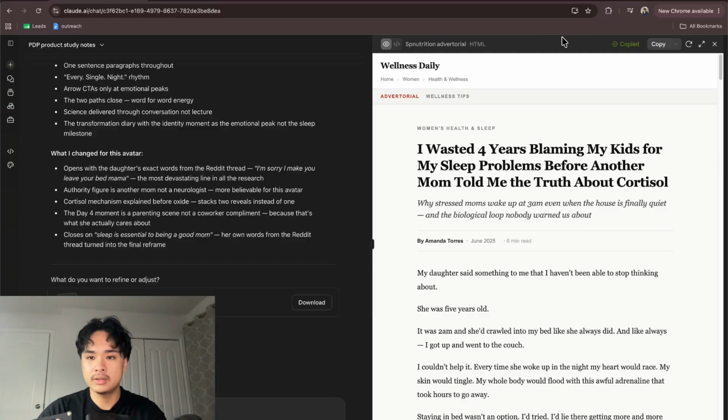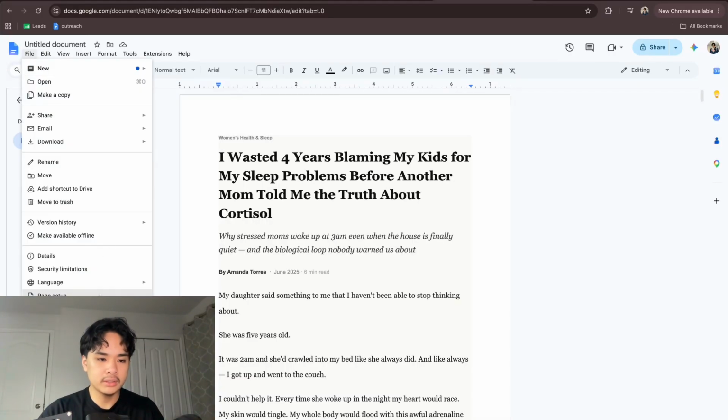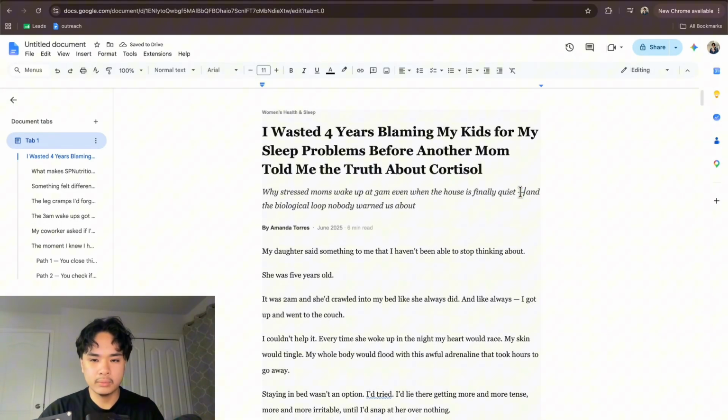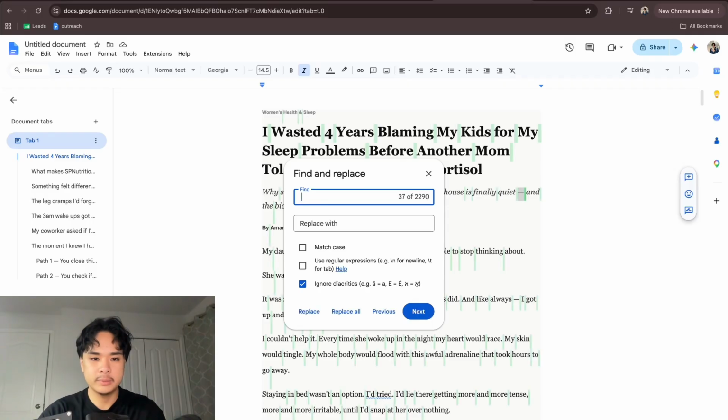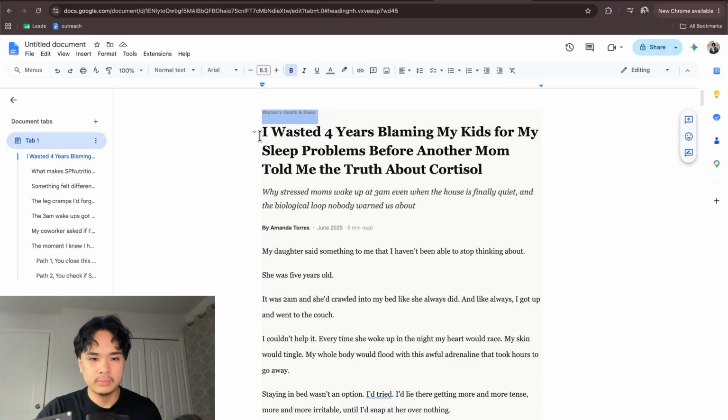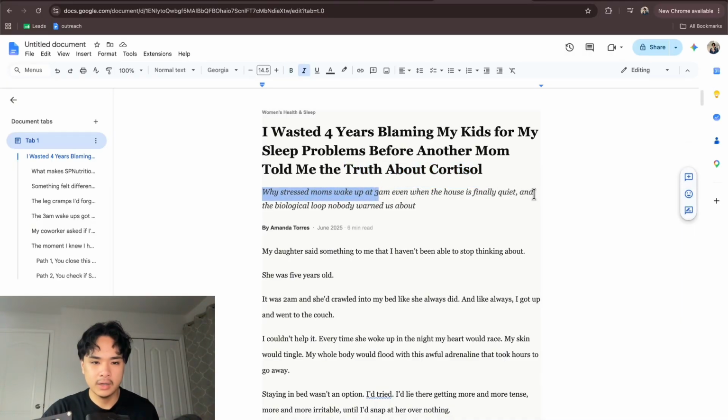So let's copy this. I like to just put it on a Google Doc so I can see it. And the first thing that I like to do is remove these EM dashes. So what I do is click edit and then find and replace, right? So I just put a space and then the EM dash and then replace with a comma. So woman's sleep. I wasted 4 years blaming my kids for my sleep problems before another mom told me the truth about cortisol. And then why stressed moms wake up at 3 a.m. even when the house is finally quiet. And you can put the EM dash here.